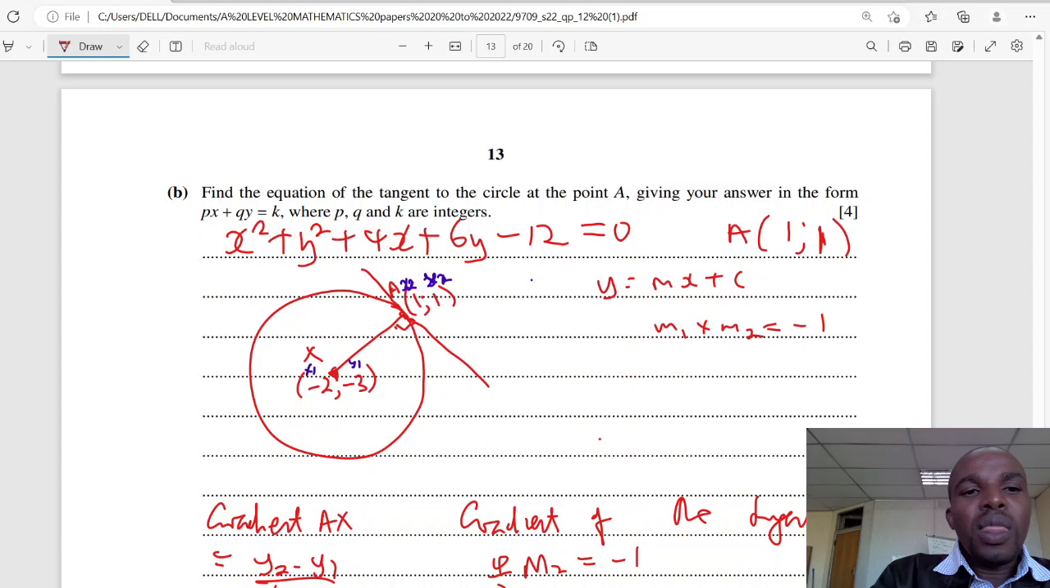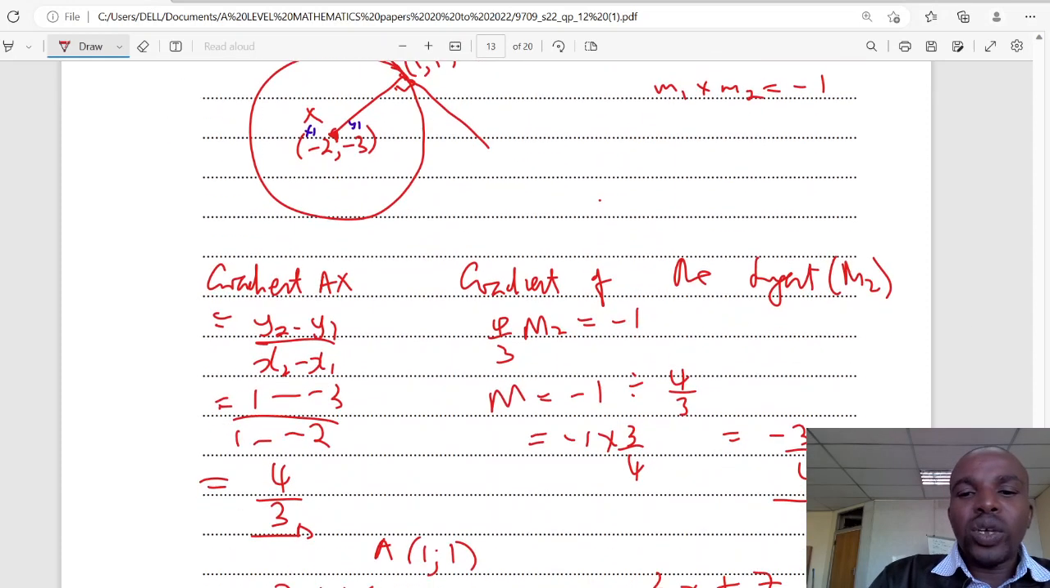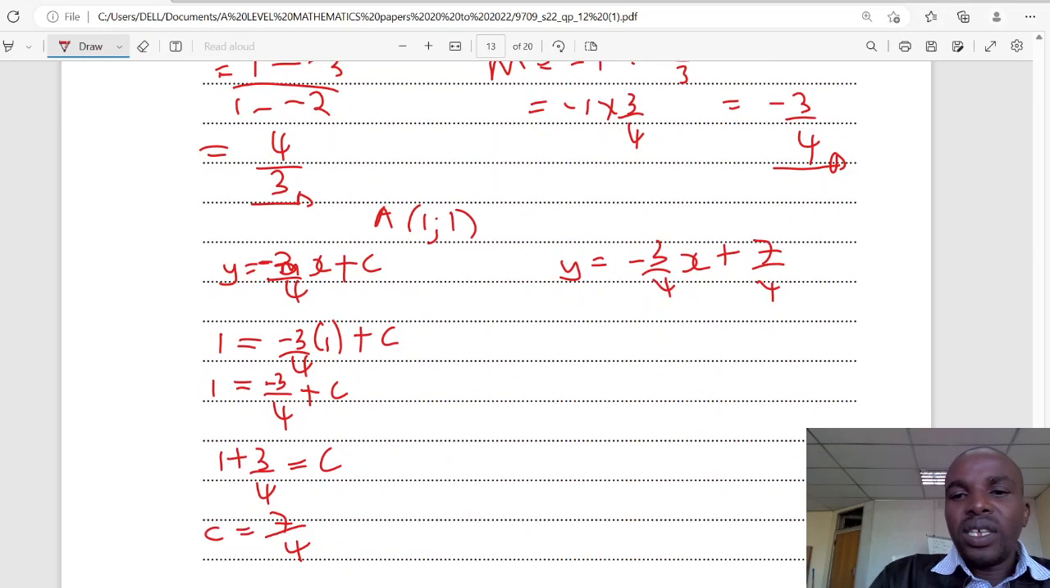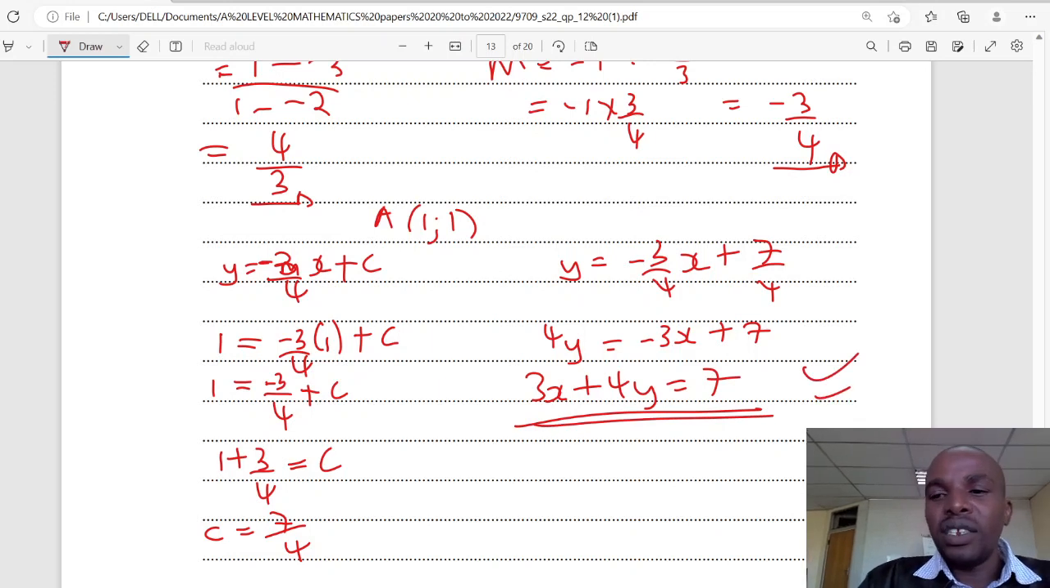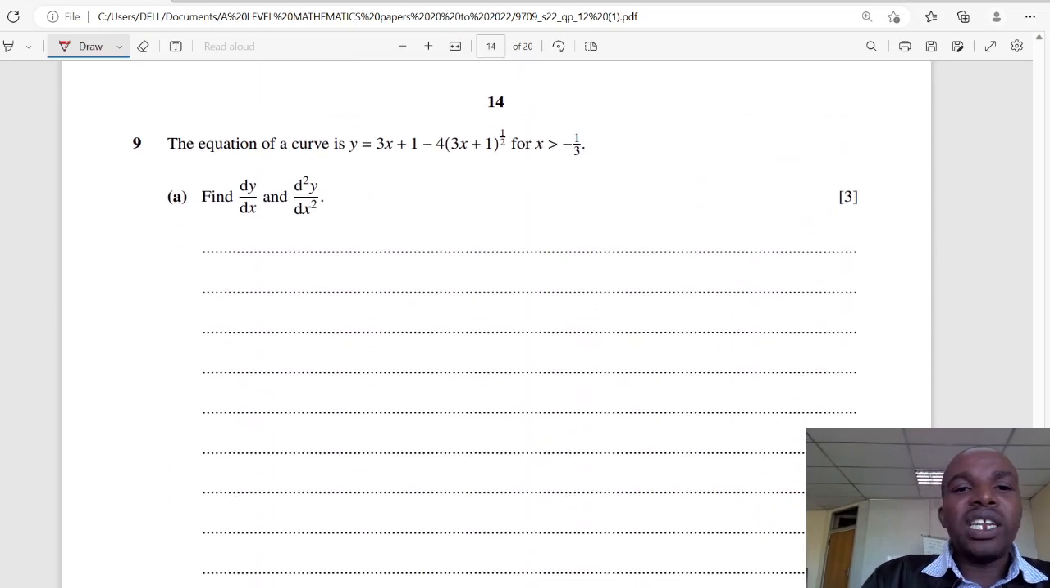Now the form we are given: they want it in the form px plus qy equals k. So you have to multiply everything by 4: 4y equals minus 3x plus 7. Then you take everything, so it will be 3x, because it starts with x, plus 4y equals 7. So this will be the equation of our tangent. Done. Next question, number 9.